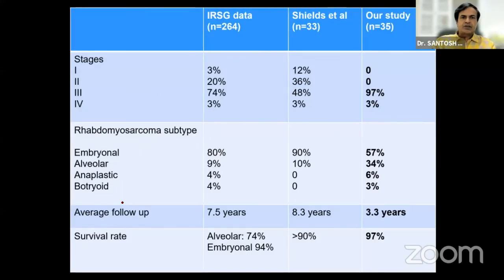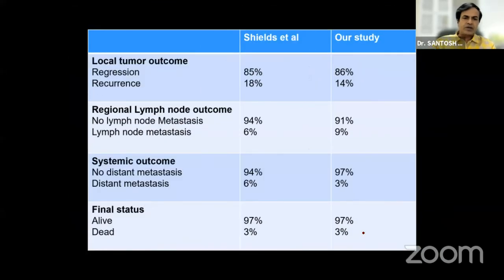This is as compared to the IRSG data and the SHIELDS study earlier. We seem to have a slightly better survival. And although our follow-up is lower, average follow-up is 3.3 years, their follow-up was much higher. In rhabdomyosarcoma, we realized that most of the metastasis occurs at a mean period of 36 months. So our follow-up is still good enough to say that the multimodal treatment has a better outcome than conventional treatment.